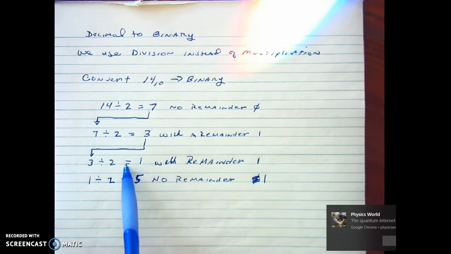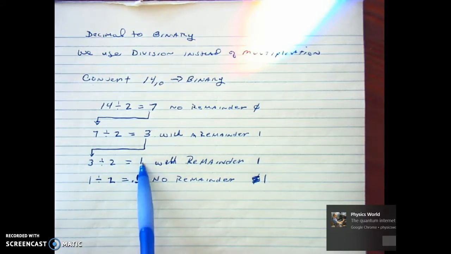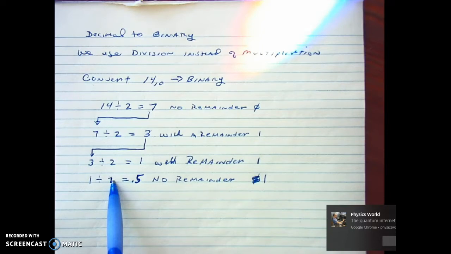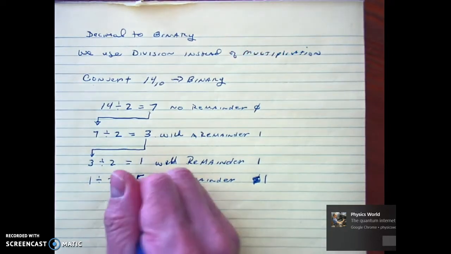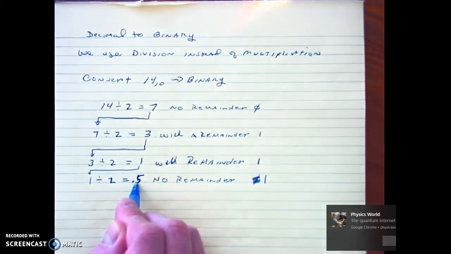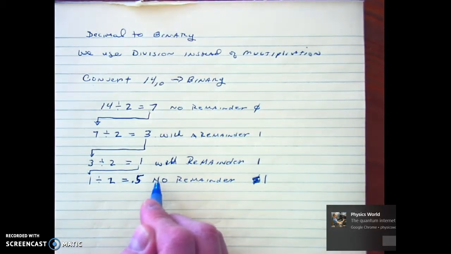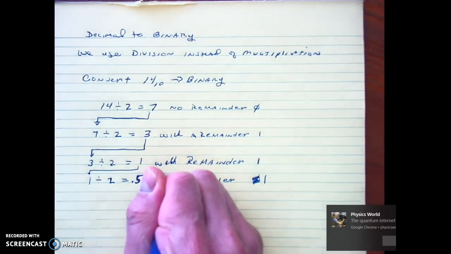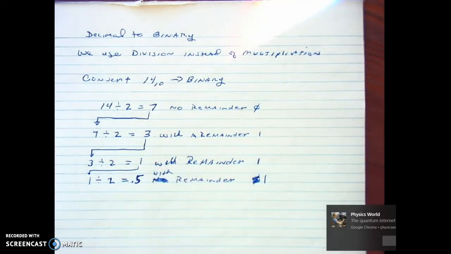3 divided by 2, well, that's going to give me a decimal. It's going to be a whole number with the decimal, so we're going to have a remainder of 1. And then if we take 1 divided by 2, bring this 1 back down, and we get 0.5. Well, that's where it has a remainder, and it's 1.